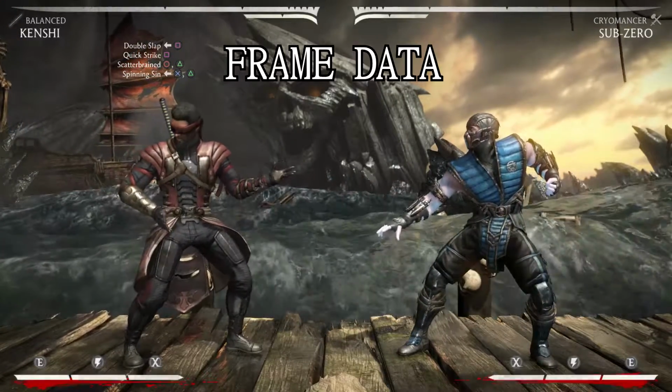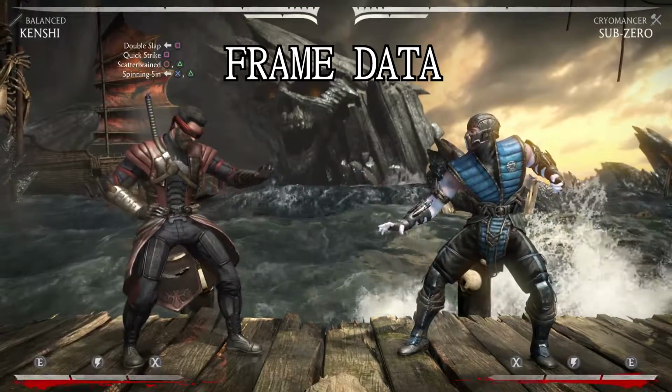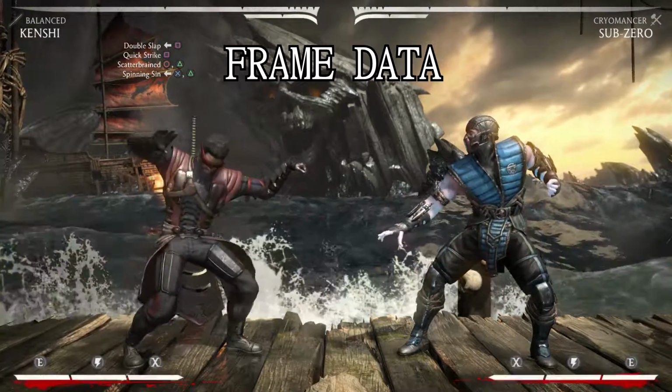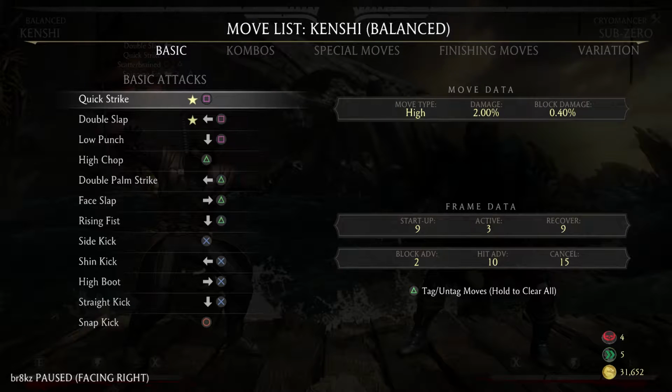Frame data lets you know what kind of advantages you have and if you're at a disadvantage or neither. So to look at frame data, you'd open up your move list, and on the right hand side here you'd see frame data. We have startup, active, recovery, block advantage, hit advantage, and cancel. Startup is the amount of frames it takes for a move to start up, obviously. Active is the amount of frames that move is active for after you had started it up. Recovery is the amount of frames it takes for your character to return to neutral.